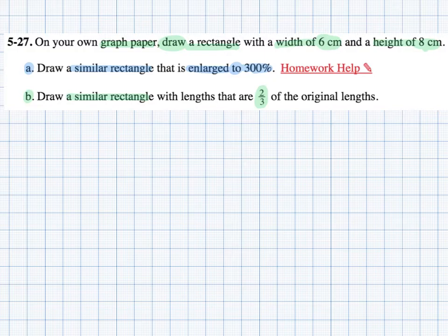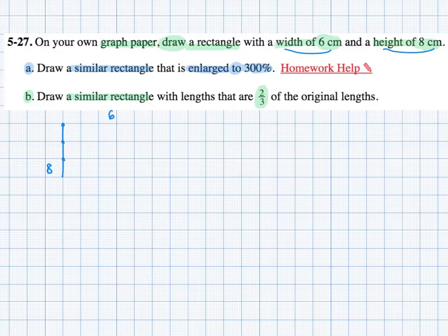So let's draw the original. The dimensions are 6 by 8. Height of 8, so I'm going to start from a corner here, and that will be 1, and so on. So go ahead and do 8 by 6 on your own.